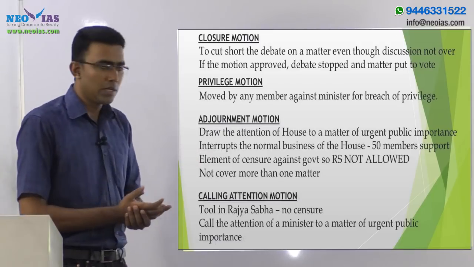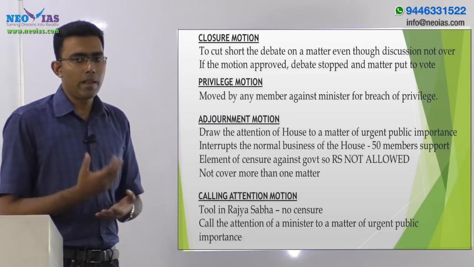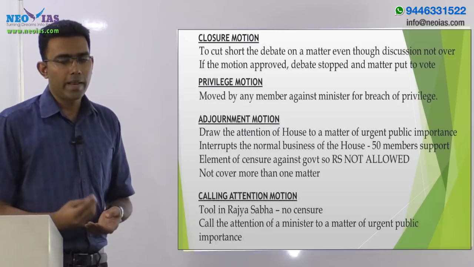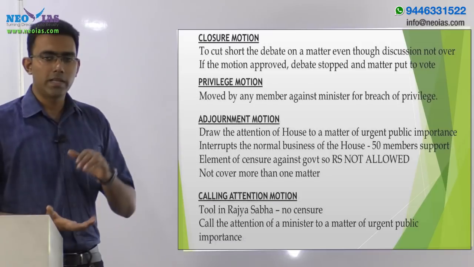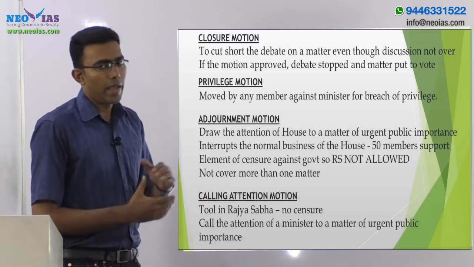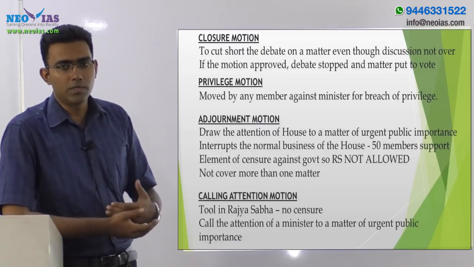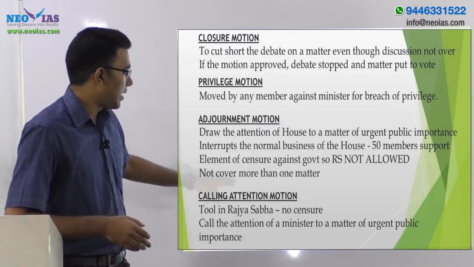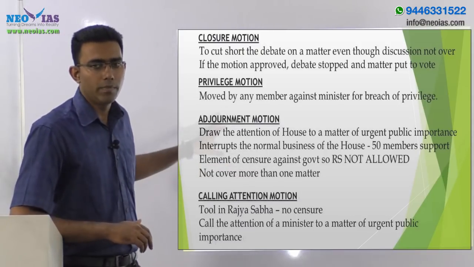It interrupts the normal business of the House, and it also acts as an element of censure against the government. As a result, only Lok Sabha has the authorization to use it. It cannot be used in Rajya Sabha. Also, this motion cannot carry more than one subject. That is, it cannot carry more than one matter. Only one matter at a time can be used for this adjournment motion.